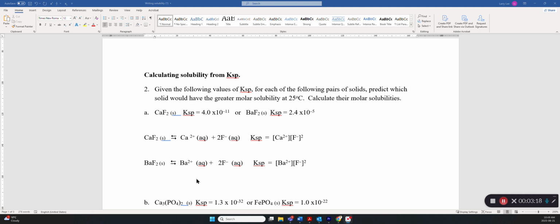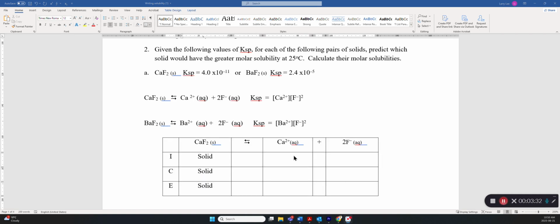Now the next step is to prepare your ice table. Your ice table will help you identify the components to the equation. Here's the ice table that I prepared. ICE is initial, change, equilibrium. Initially, the calcium fluoride solid dissolves in water to give you 0 calcium. There's initially 0 calcium ions and 0 fluoride ions. Very important to note that.